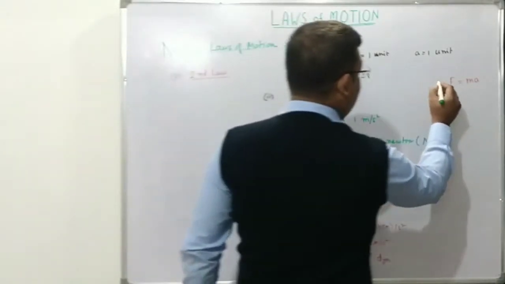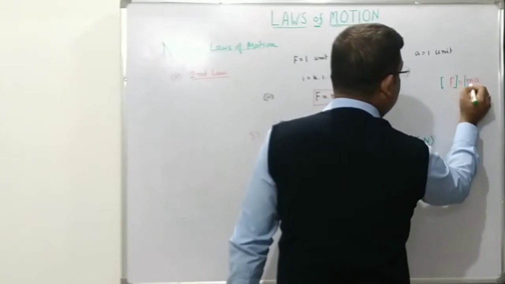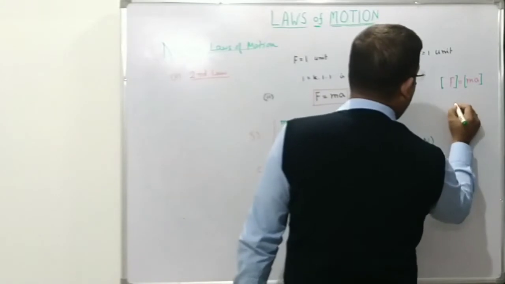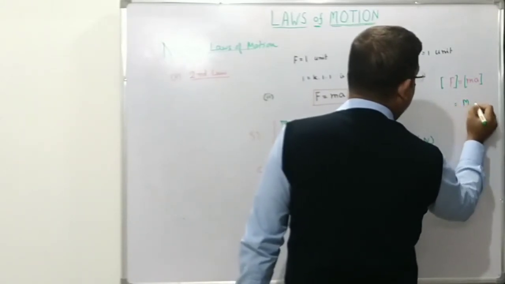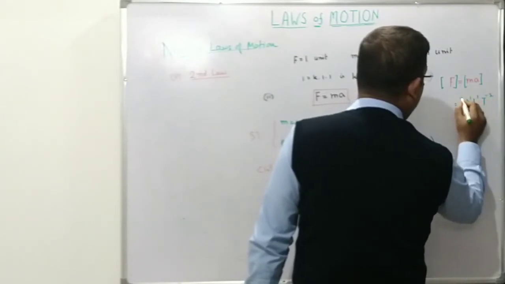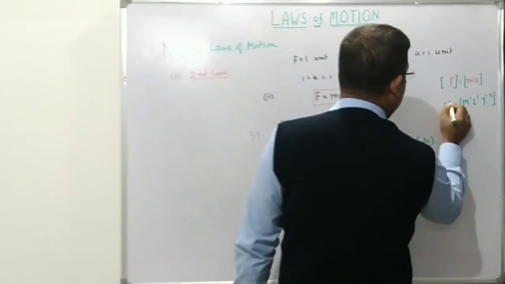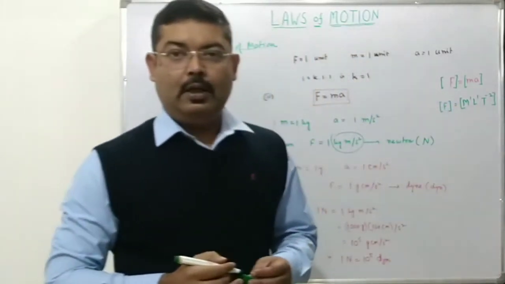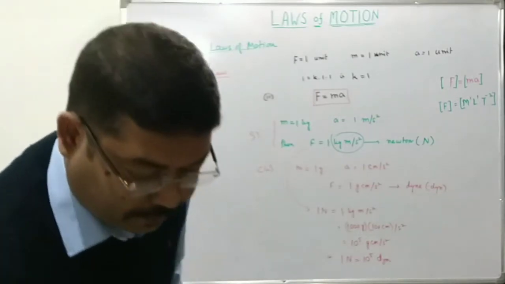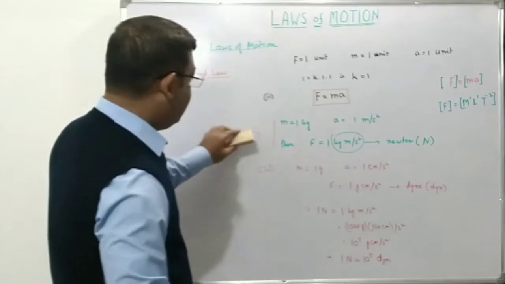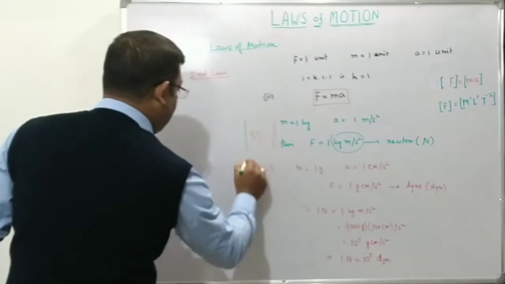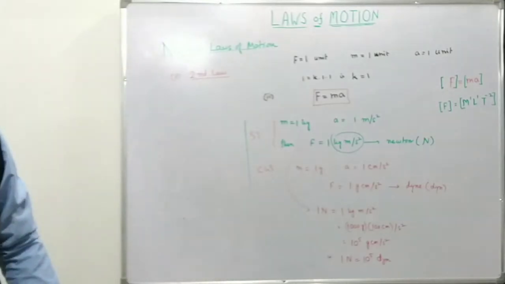Now, from this equation, F equal to ma, if I take dimension on both sides, what is the dimension of force? Clearly, this is equal to dimension of mass, that is M, times dimension of acceleration, that is L T inverse 2. So, dimension of force is M1 L1 T inverse 2. Clear? Okay. In addition to these two units, there is another unit of force that is quite commonly used, the kg weight.